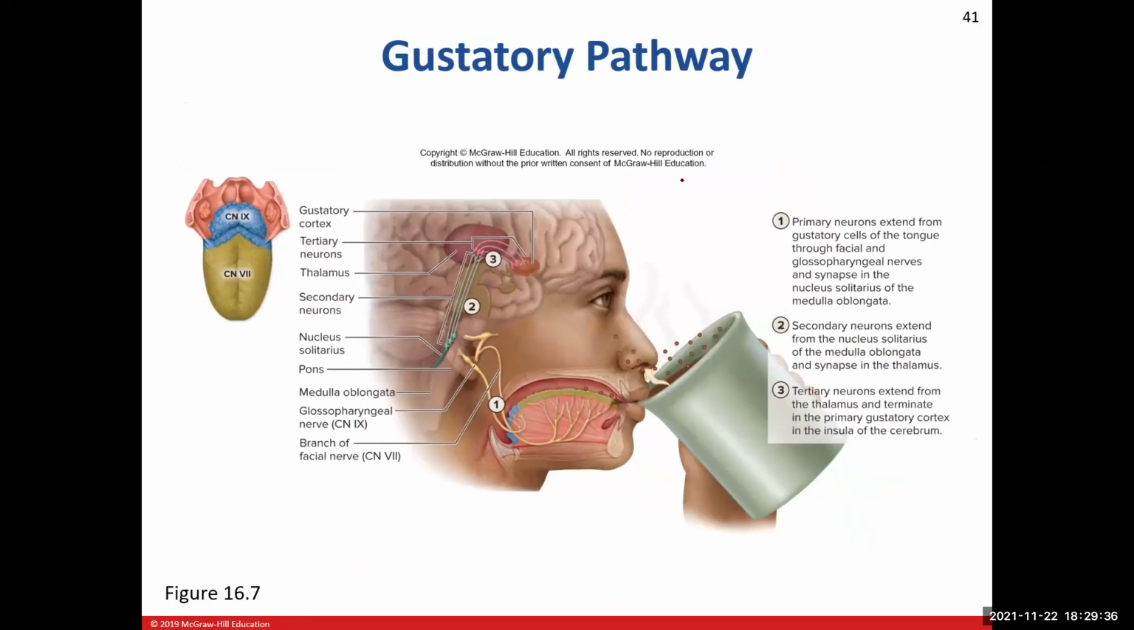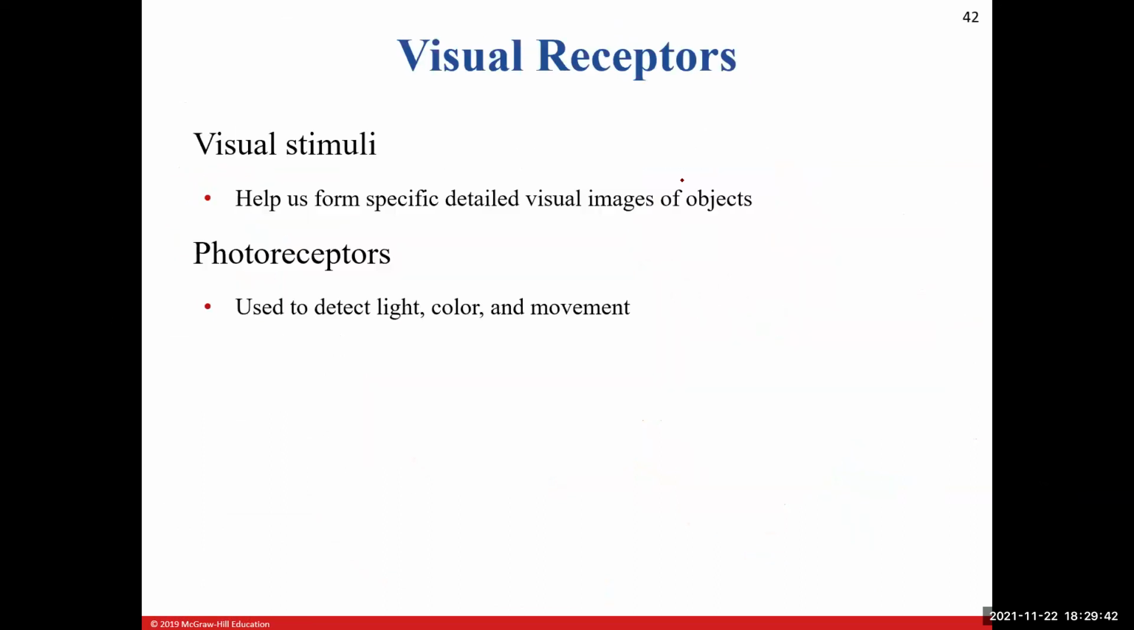So that is the gustatory pathway in a nutshell. Okay, onward to vision. And we're going to start off by talking about the photoreceptors, the visual receptors that are located in the retina of your eye.